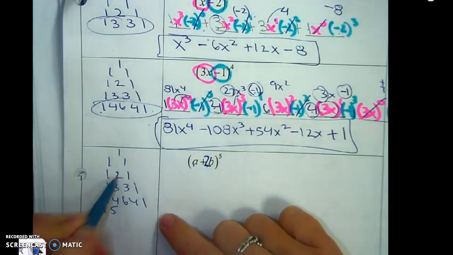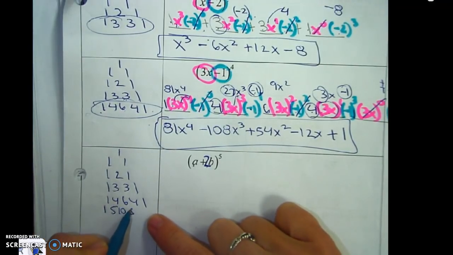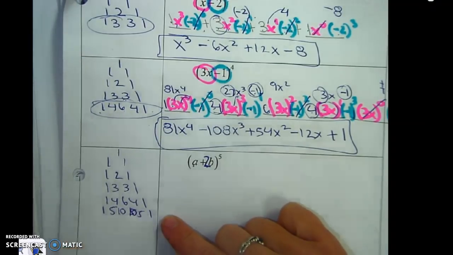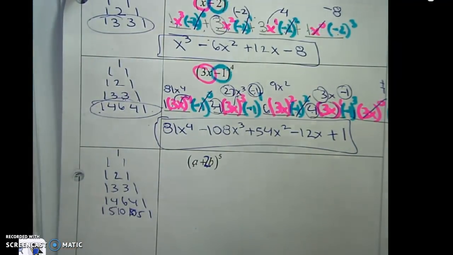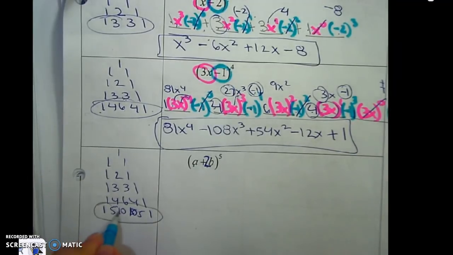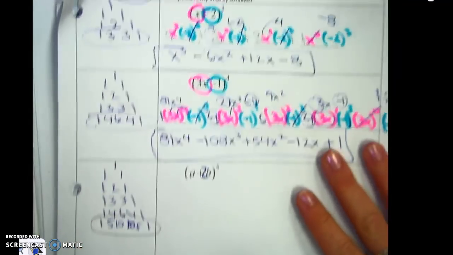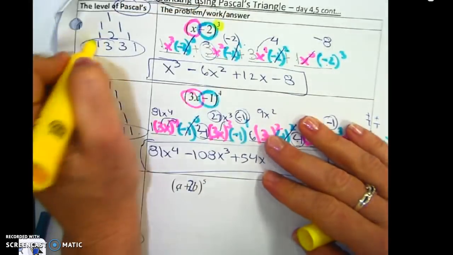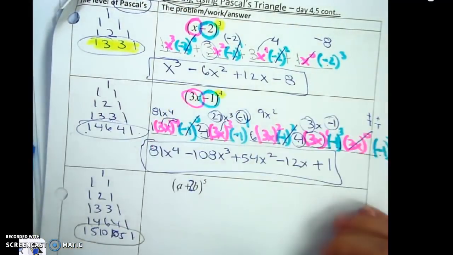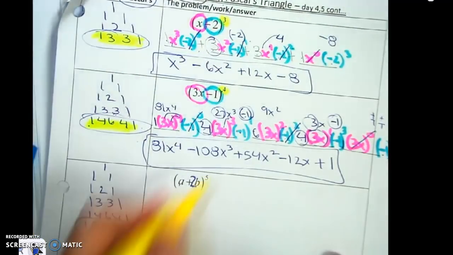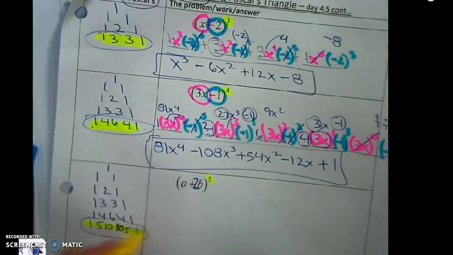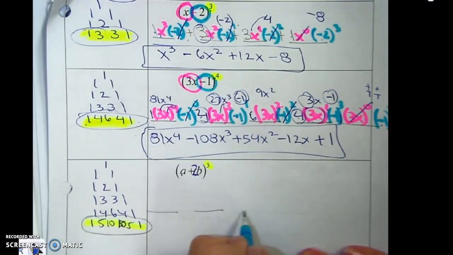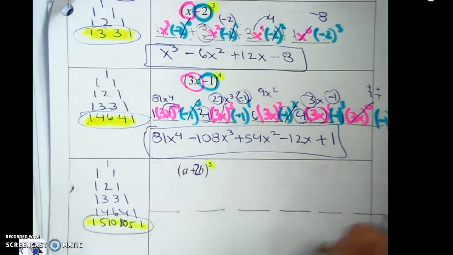Notice how it goes 1, 2, 3, 4, 5, 10, 5, 10, 10, 5, 1. All right. So now I go to this one. I have 1, 2, 3, 4, 5, 6. A little hint. See how this was to the 3rd and there were 4 in the row? See how this is 4 and there were 5 in the row? So since this is 5, there are 6. Just a little hint. 1, 2, 3, 4, 5, 6.